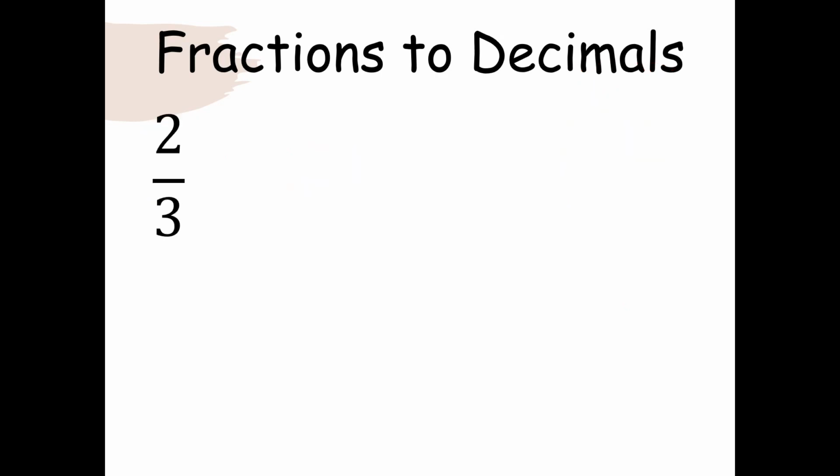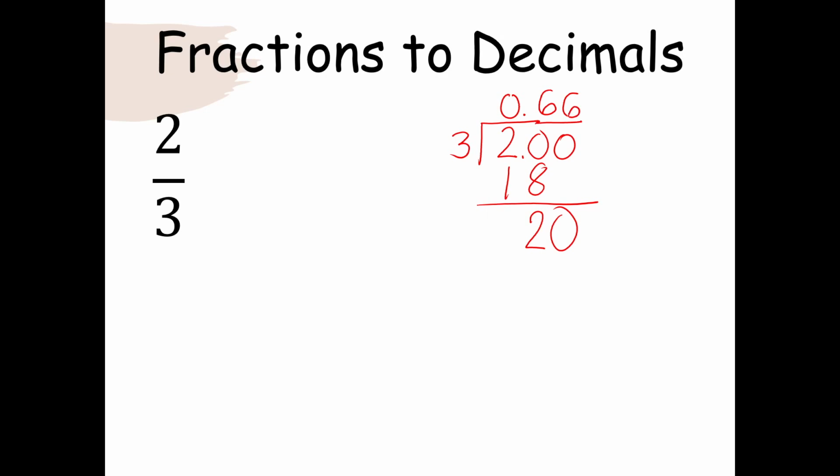Okay. What if you're given 2/3? We divide 2 by 3. I cannot, so I'll add another 0. 20 divided by 3 is 6, 18. Subtract, 2. Another 0. 20 divided by 3 is 6, 18. It keeps repeating. Very good. So it just keeps repeating and never ends.